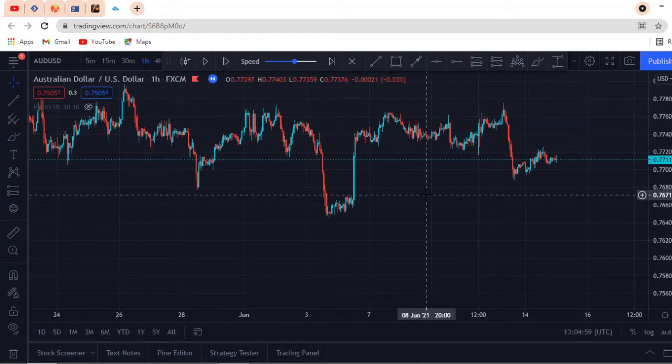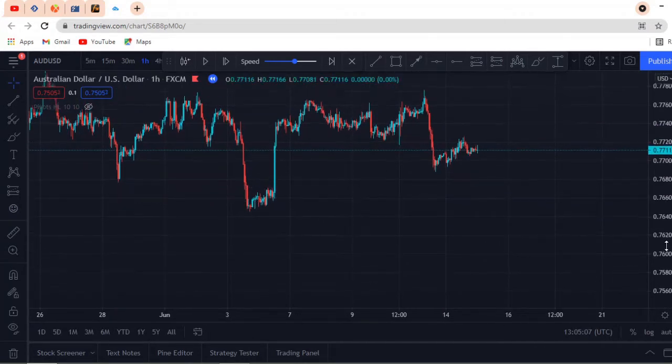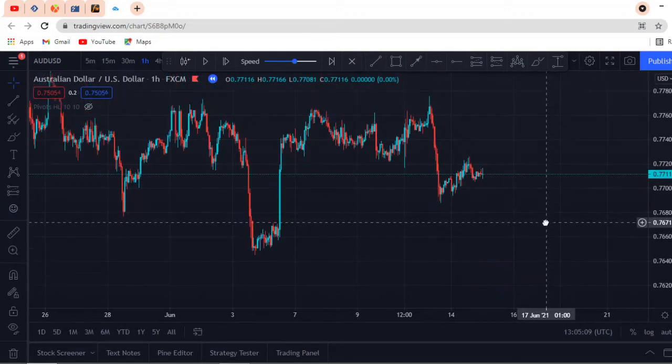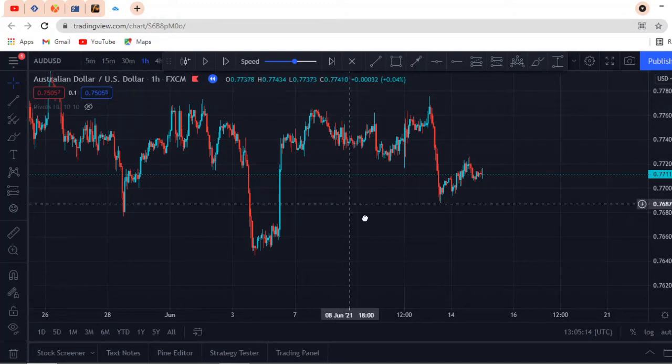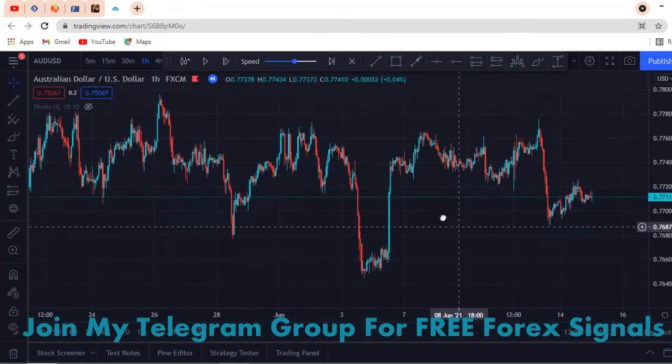So in today's video, I want to share with you a very nice and amazing breakout strategy that you can use to grow your small account. You can also use it to grow your account and to multiply. Okay, so I'm in AUD/USD and I'm on a 1 hour time frame. So you can see AUD/USD is almost going sideways.